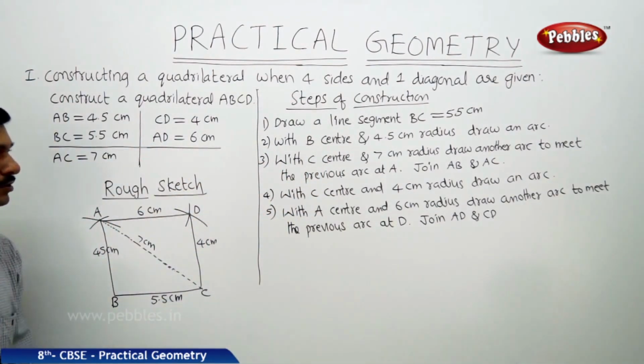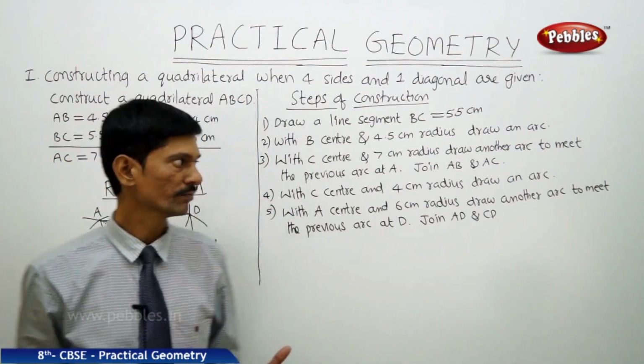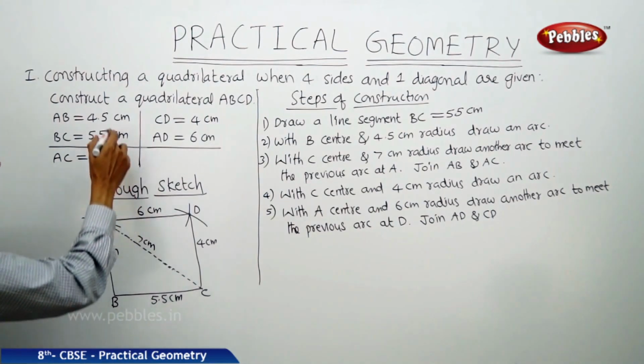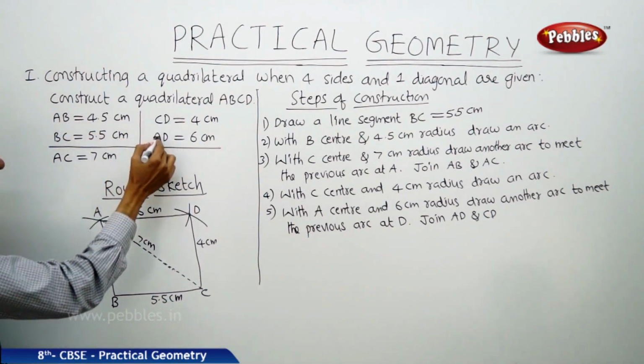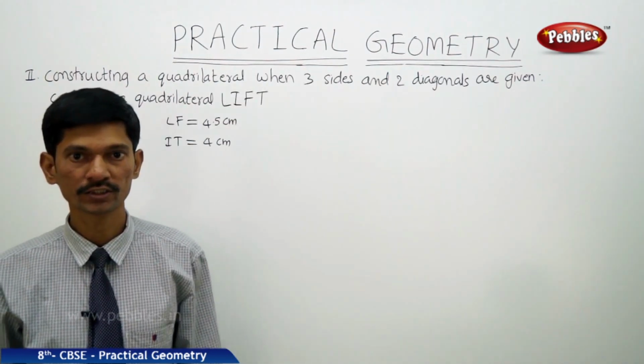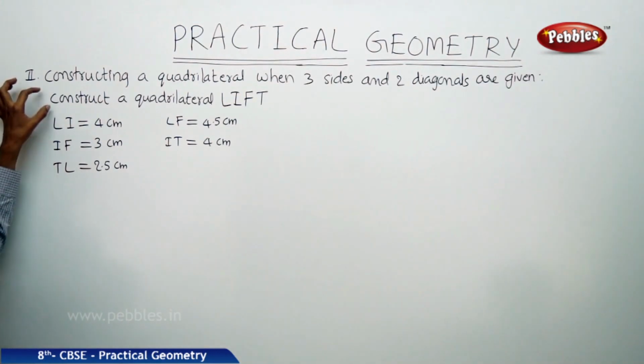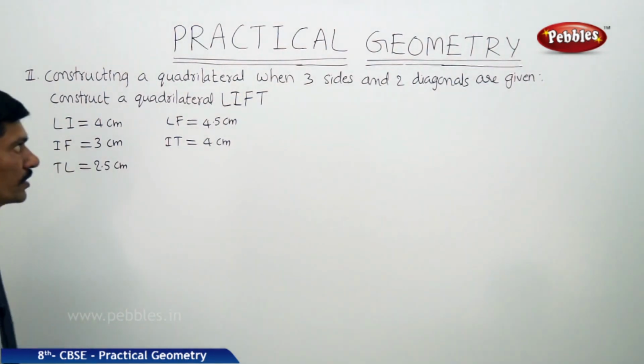So in this, to construct any quadrilateral, we require a minimum of 5 measurements. So here 4 sides AB, BC, CD and AD and 1 diagonal AC are given. Now let us take the second case of constructing a quadrilateral. That is constructing a quadrilateral when 3 sides and 2 diagonals are given.